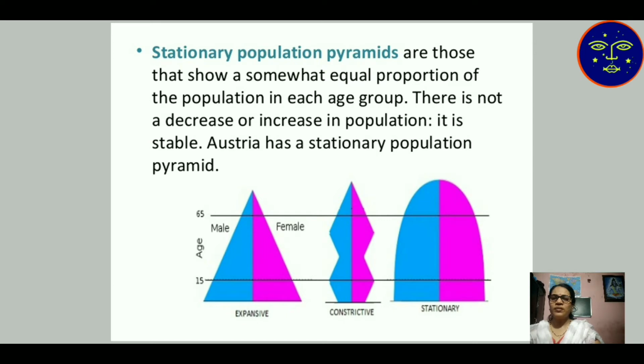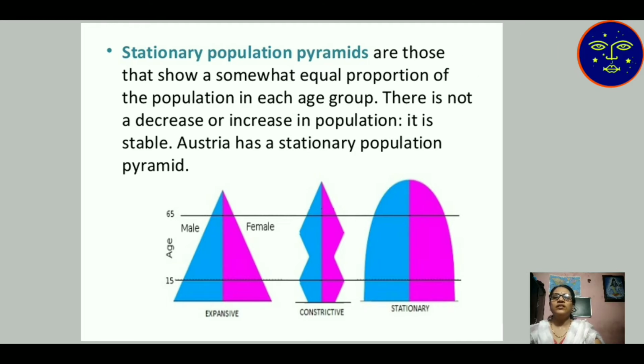The stationary population pyramids are those that show a somewhat equal proportion of the population in each age group. There is no decrease or increase in the population rate. It is stable. Austria has a stationary population pyramid. Expansive means the younger group increases while the older age groups decrease in size. The second one is constrictive, which has no particular shape. And the stationary pyramid shows equal proportions: the younger group is equal to the older group of the population.